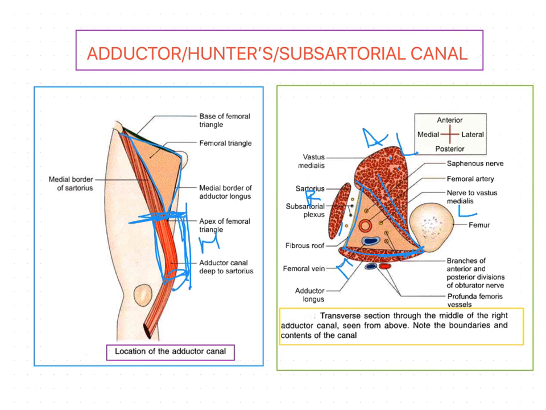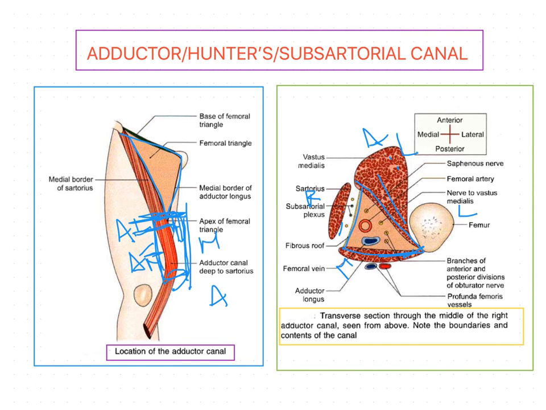Now we will see the anterolateral wall. The anterolateral wall is formed by vastus medialis. And the posteromedial wall, or floor: on the posterior aspect, on the medial side, it forms the wall there. That is the floor. The floor is formed by the posterior aspect as well as some of the medial portion. That floor is formed by adductor longus above and adductor magnus below.